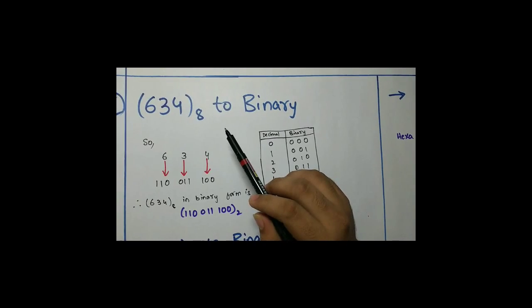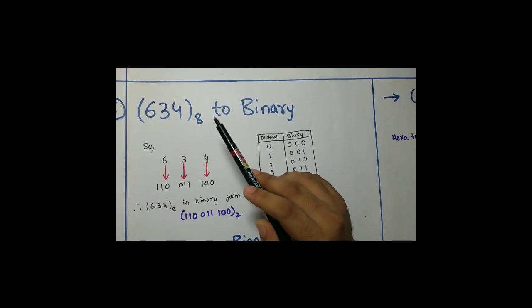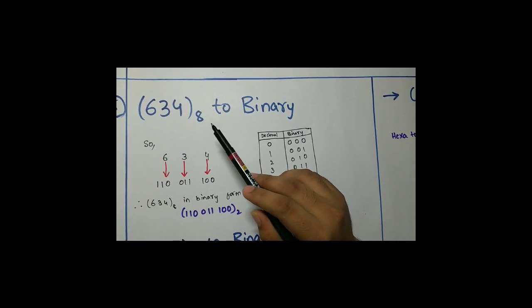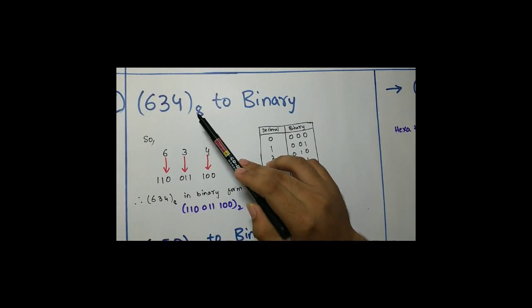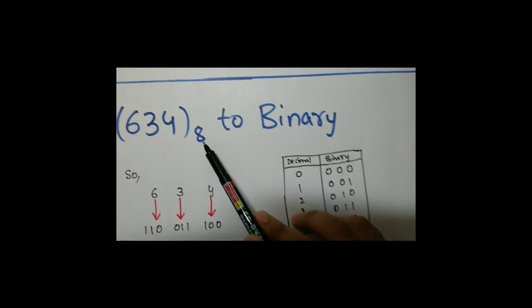First we go with number conversions. Number conversion means from one system to another system. We deal with some examples here. The first example is to convert 634, which is in the octal system.